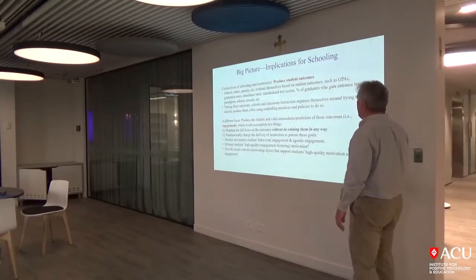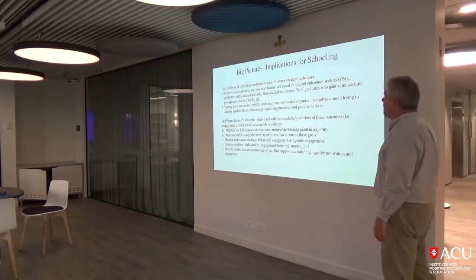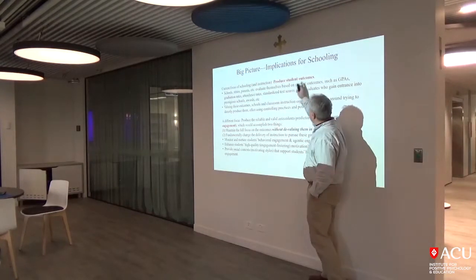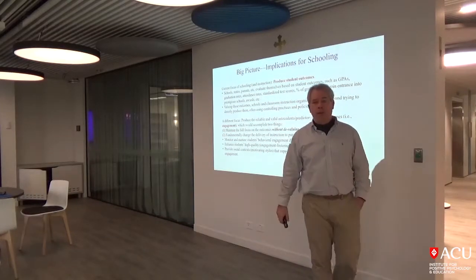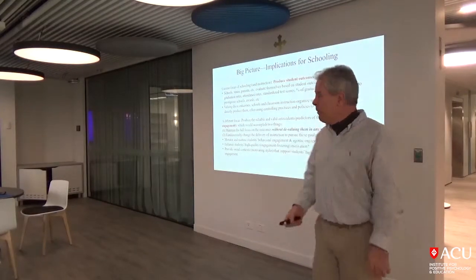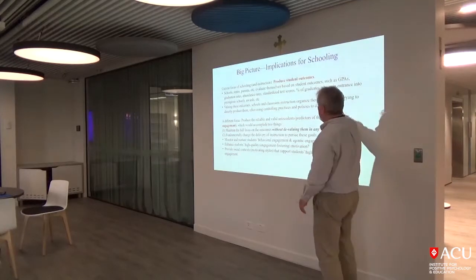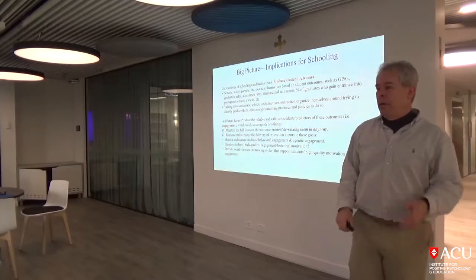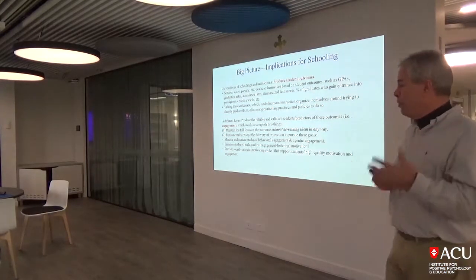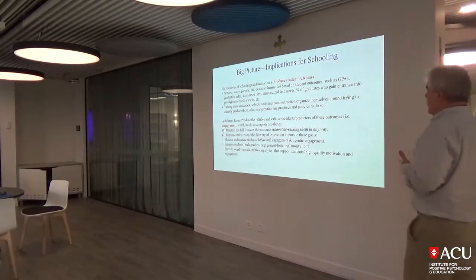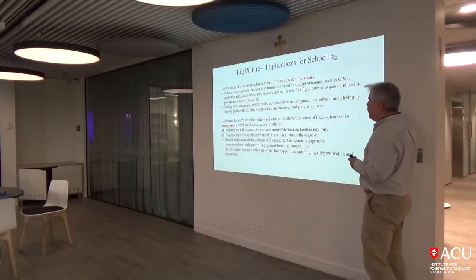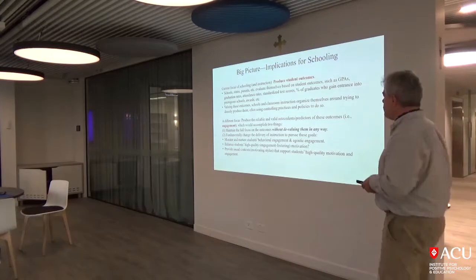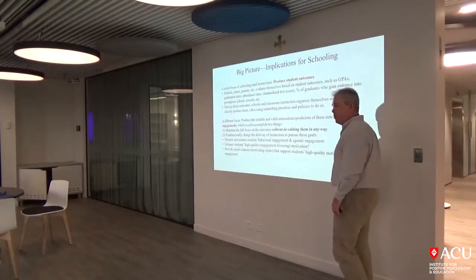Last slide is implications for schooling. If you go to schools and principals and ask them what they're trying to do, they're trying to produce outcomes. And I've got a list of all the possible outcomes you have. The problem with focusing on outcomes is that it's too easy to have controlling policies and instructional practices. It's too easy to be controlling as you try to promote these outcomes, like graduation rates or something like that.